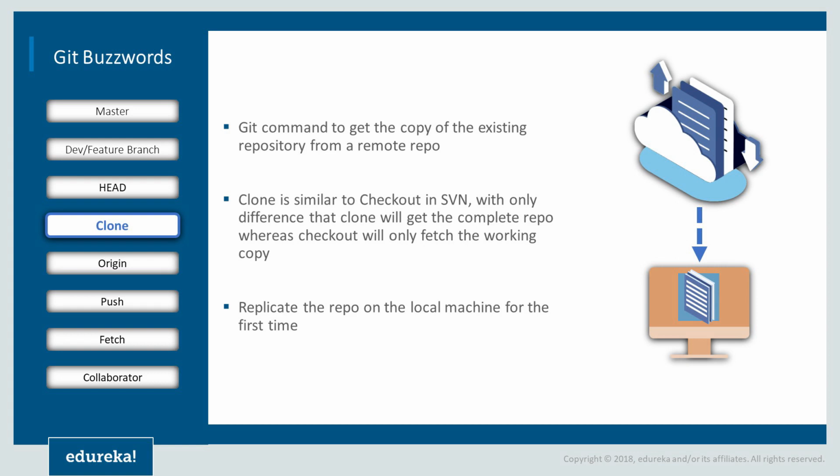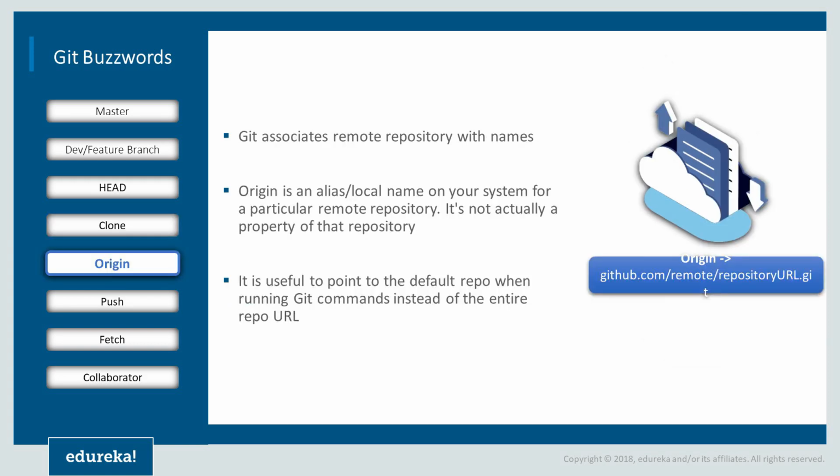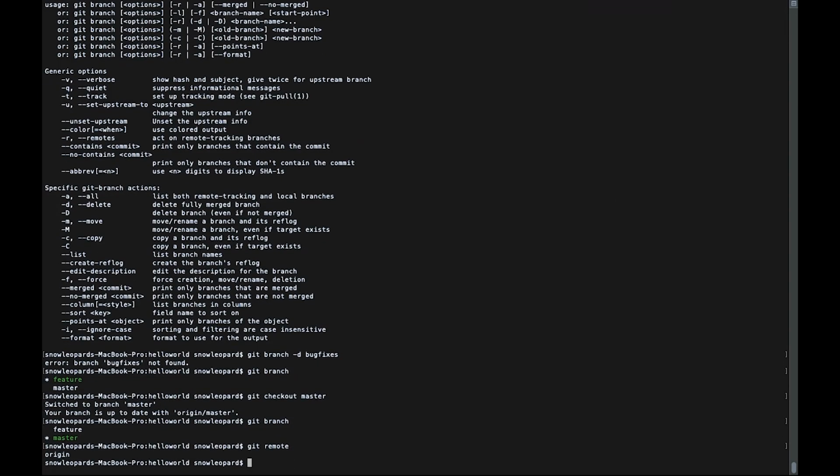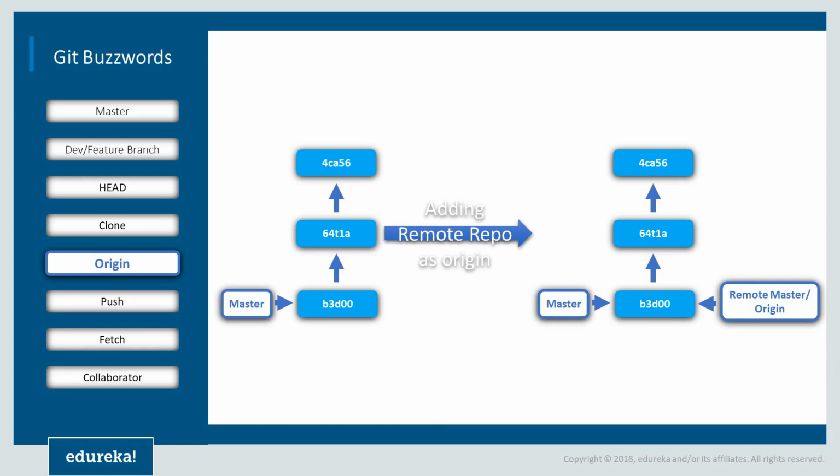So this replicates the repository on the local machine for the first time. Then comes the origin. Origin is by default the remote repository name. If I go here and do remote, then this is the origin, because this is what it is called so far. So origin is an alias, or we can say the local name on your system for a particular remote repository. We can also change this, but by default it will come as origin.